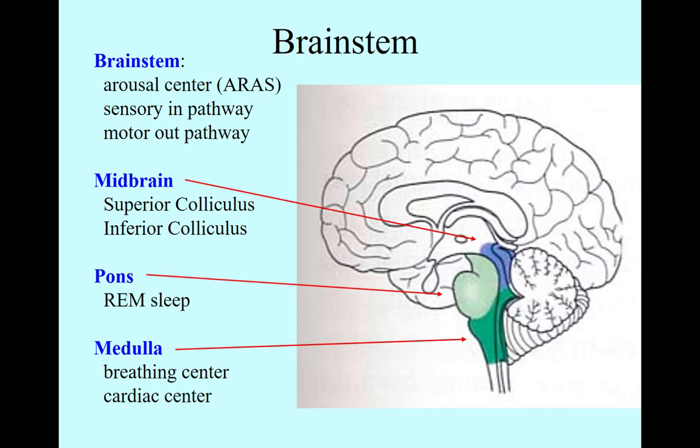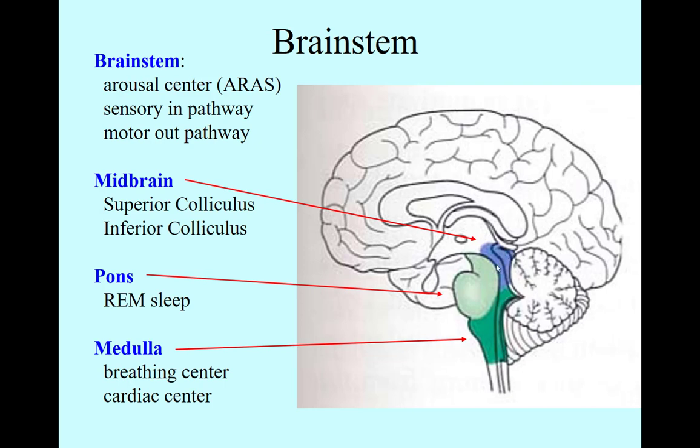Now, more specifically, the midbrain has two pieces to it: superior colliculus and inferior colliculus. So the superior is this little bump here, and the inferior is this little bump here. Remember, superior is up, inferior is down. The superior colliculus transmits visual information, and the inferior colliculus transmits auditory information.